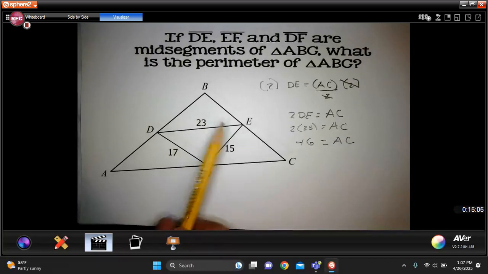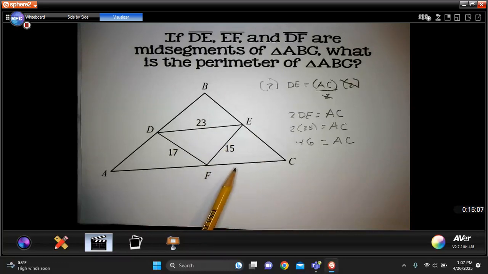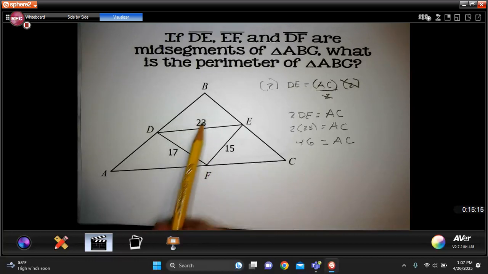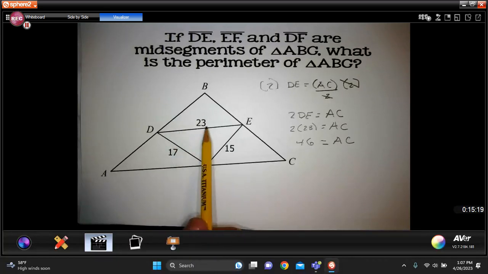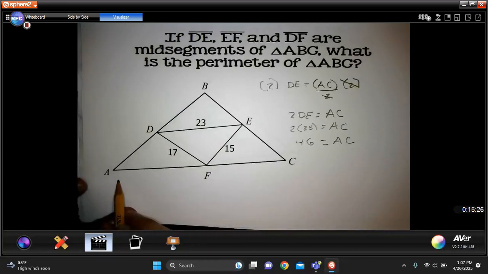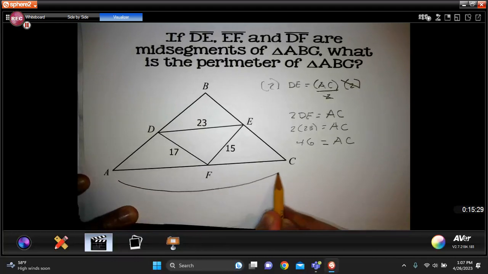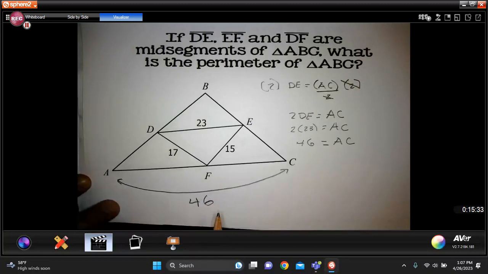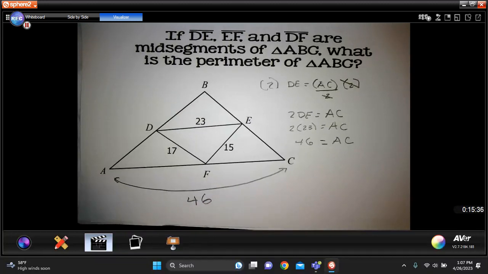Alright, so remember that the big side is double the little side, and the little side, based on the mid-segment theorem equations, is half the big one. You don't have the big one now, but if this side is already 23, then the whole big side is going to be double this side. So AF is 46. Make sure you write these notes.